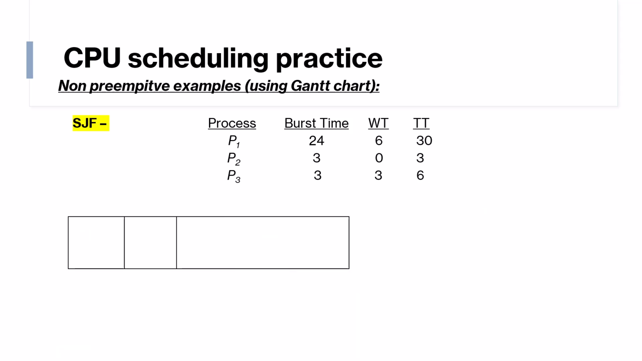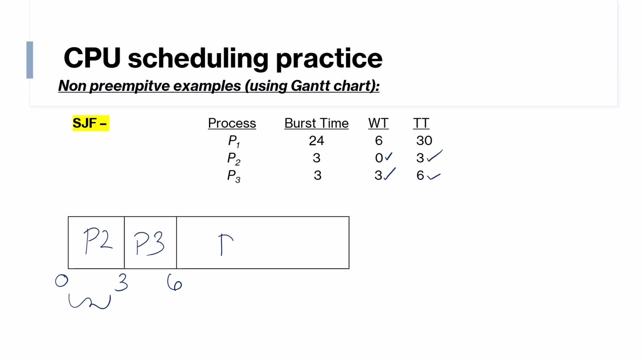All right, so now let's try it with shortest job first. We have both P2 and P3 with the same burst time. So since both have the same burst time, the tie will be broken by first come, first serve. So we would do P2 first. And that means that P2 waited no time and P2's turnaround time is 3. Then we have P3, which had to wait 3 time units to get the CPU and finished in 6 time units.